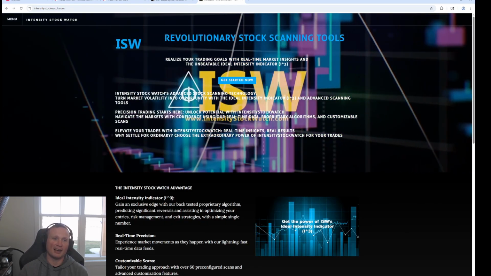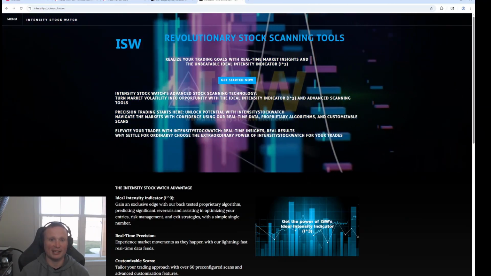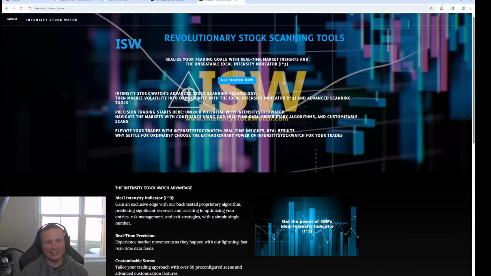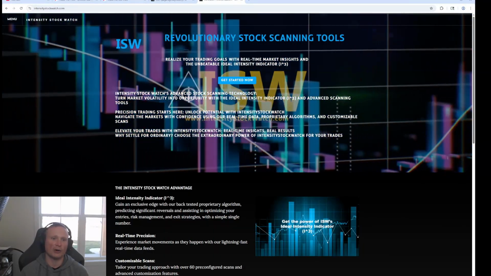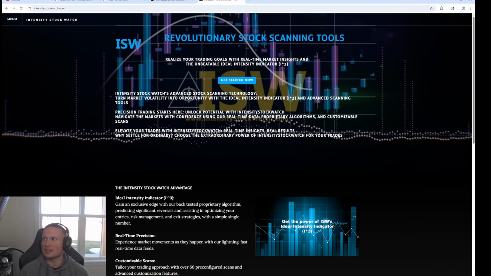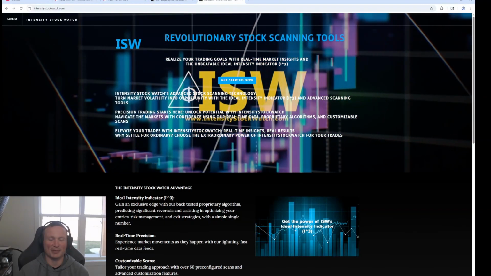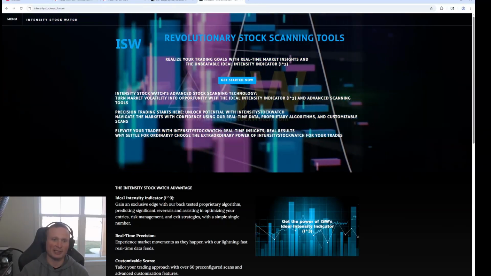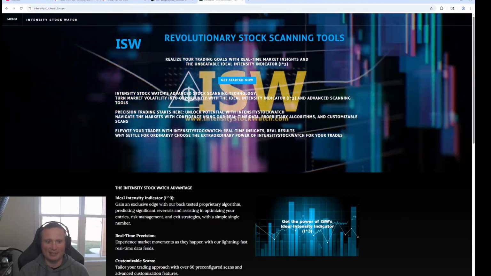But if you don't know, the ISW scanner is, in my opinion, the best scanner out there on the market. It gives you an ideal intensity indicator, which gives you a great edge over the market because it tells you when things are not only overbought or oversold like a regular scanner would, but it's going to give you the I3 number, I call it. It's technically called something else, but I call it the I3 number, which tells you the probability, the likelihood that it's going to pull back. And it gives you that number before the pullback, which is the important part.